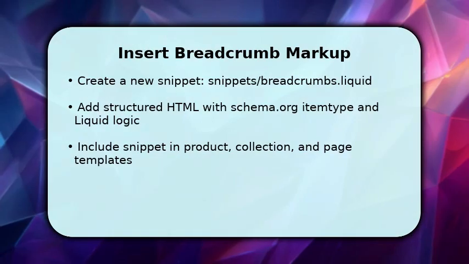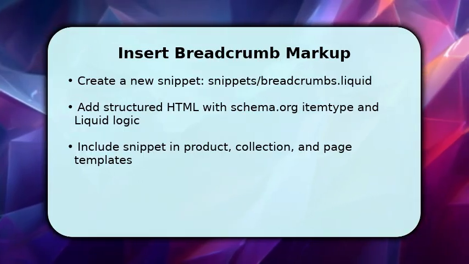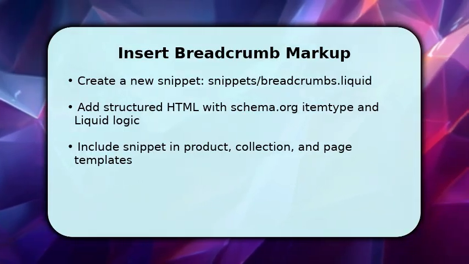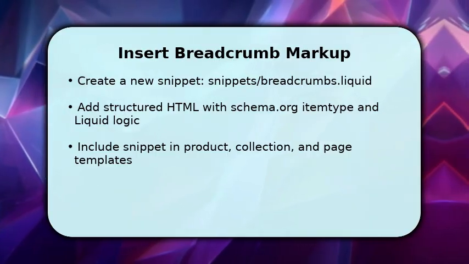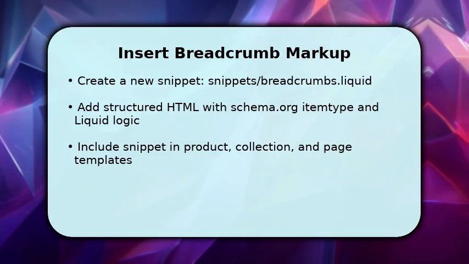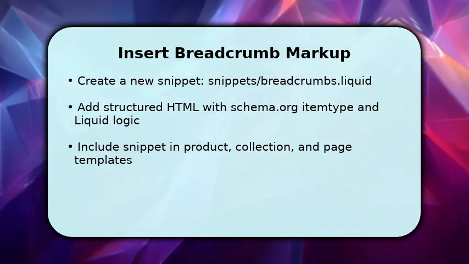Now you insert the breadcrumb markup. Create snippets/breadcrumbs.liquid and add a semantic nav wrapper using schema.org BreadcrumbList and Liquid loops to output collection, product, and page ancestors. Use conditional logic to hide empty segments and include separators for readability.